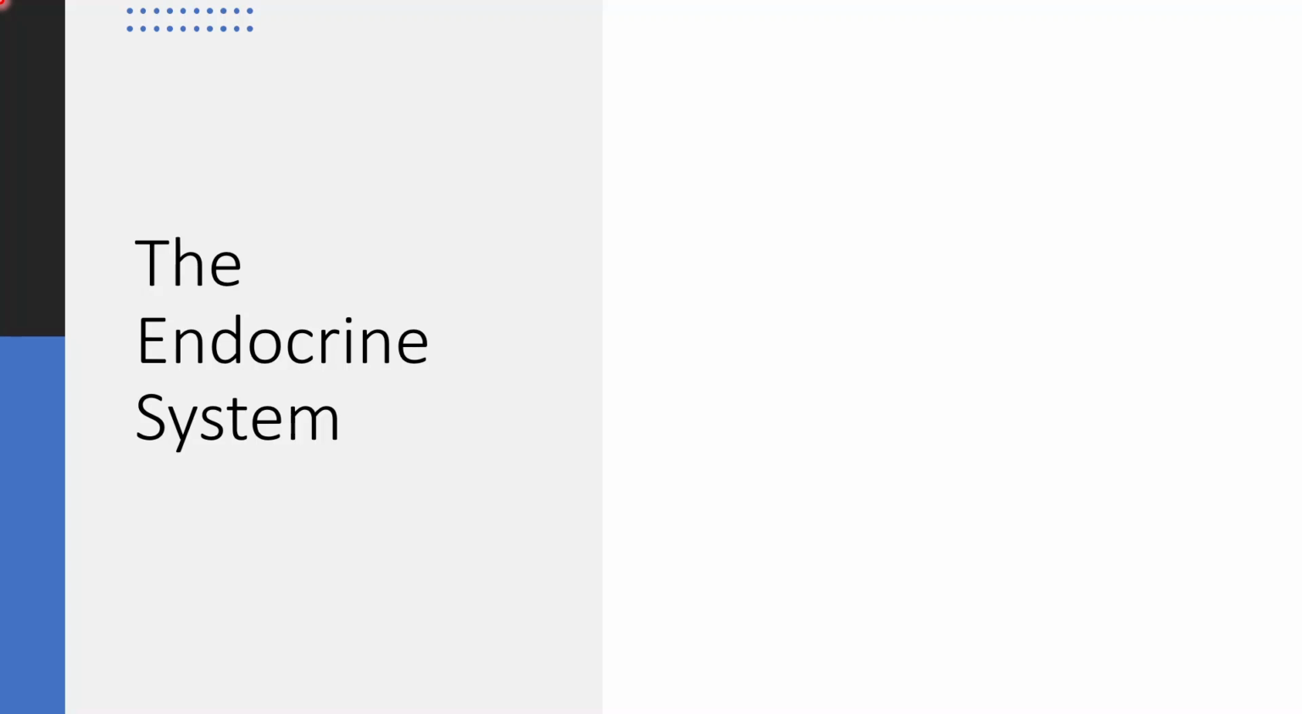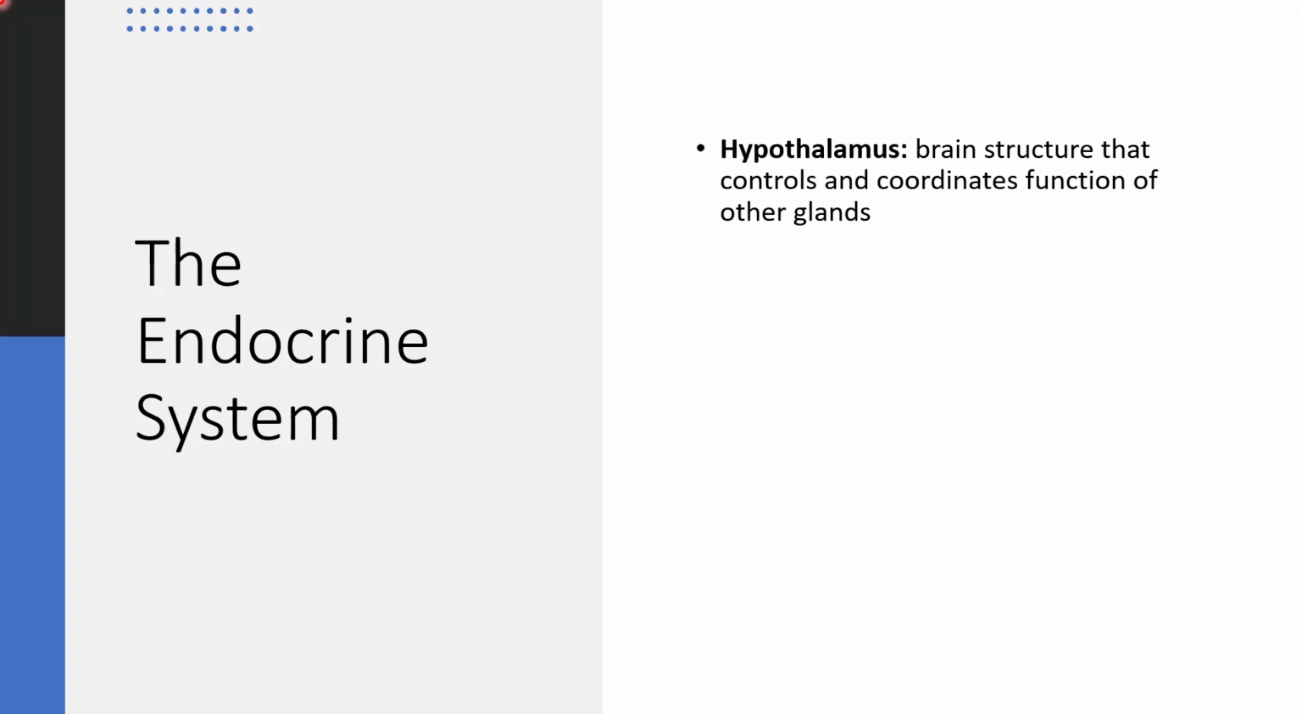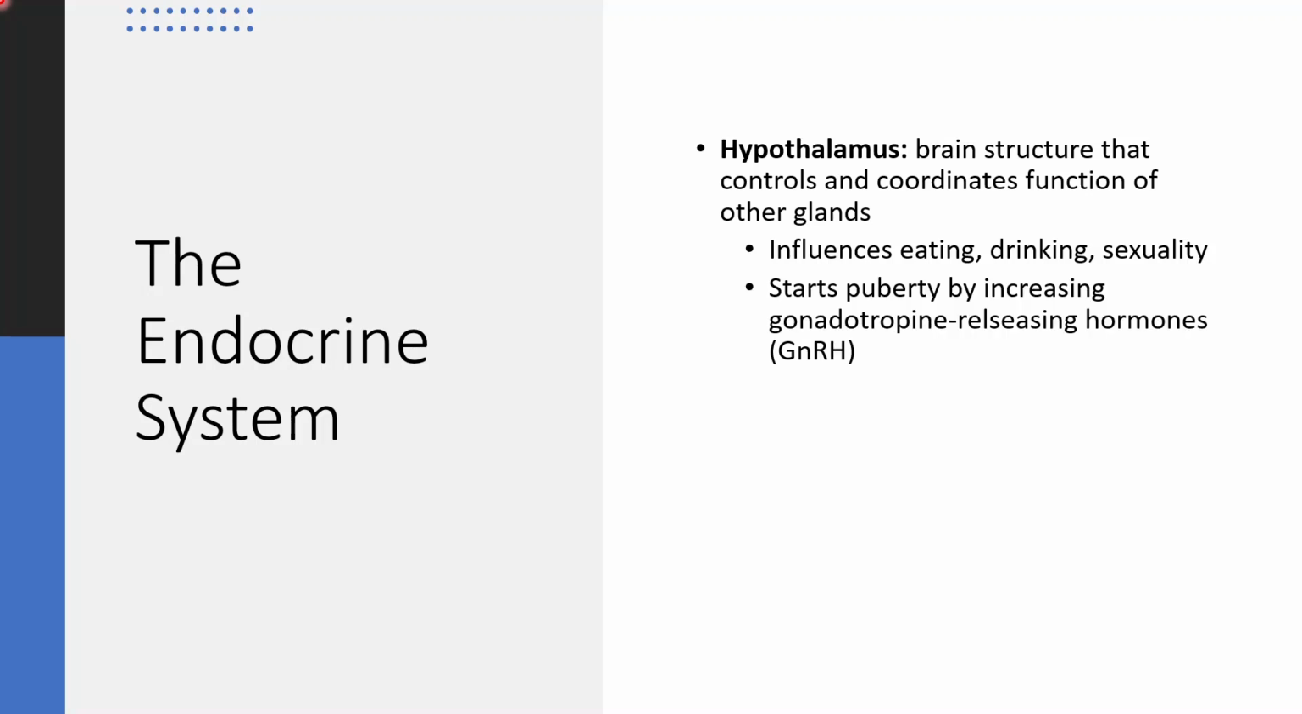So let's break down the endocrine system for just a second. We want to start by looking at the brain. Within the brain, there's a structure called the hypothalamus that controls the rest of the endocrine system. This brain structure is in charge of coordinating function between the other organs involved. The hypothalamus plays an important role in eating, drinking, and sexuality, as well as growth. When it's time to start puberty, which we'll talk about the causes of in just a second, the hypothalamus actually increases production of a type of hormone called gonadotropin-releasing hormones, or GnRH.